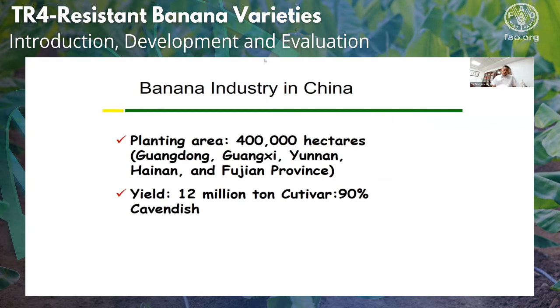So as for the banana industry in China, on average, the planted area is about 400,000 hectares, and it is planted in Guangdong, Guangxi, Yunnan, Hainan, and Fujian provinces. These provinces are located in southern China, and the yield is about 2 million tons per year. Almost 90% of the cultivar is Cavendish.